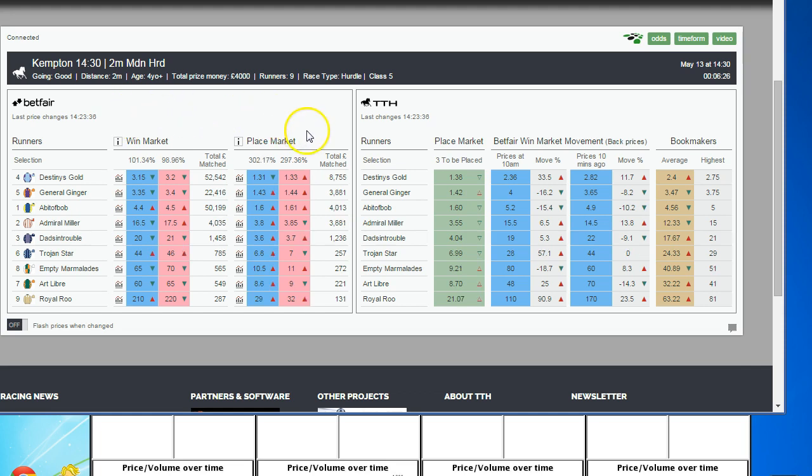So if we look here, we've got the Betfair information on this side, which is obviously all the details about the horses, the win market, prices, back and lay, and the amount that's been matched. Similarly in the place market. And over here on the Trading the Horses side, again we've got the place market, which we use as our yardstick or benchmark for what the prices are going to be. We've got the win market as it was at 10 o'clock and as it was 10 minutes ago, so you can identify trends going upwards or downwards with the particular selections. And then we've got the bookmaker prices as well, which are being shown on the screen here.